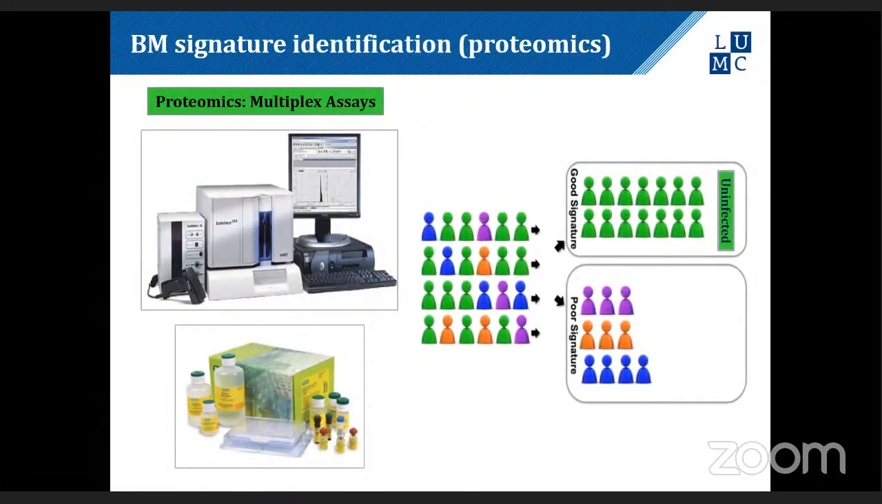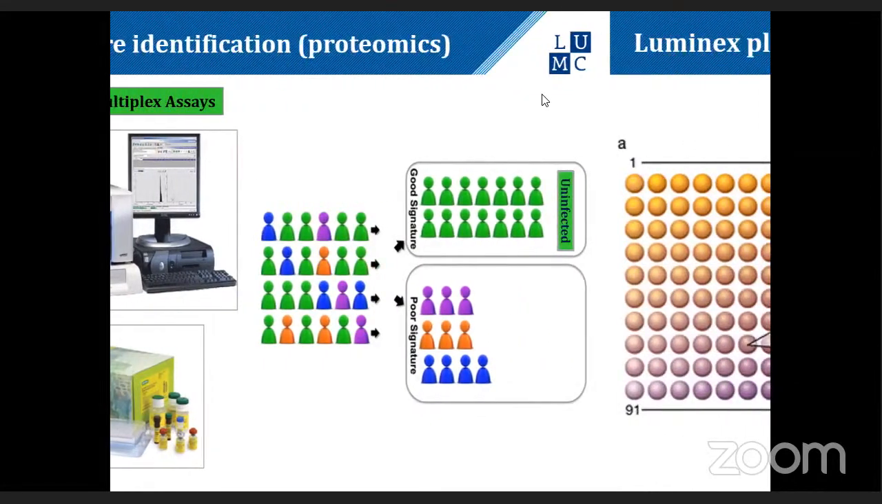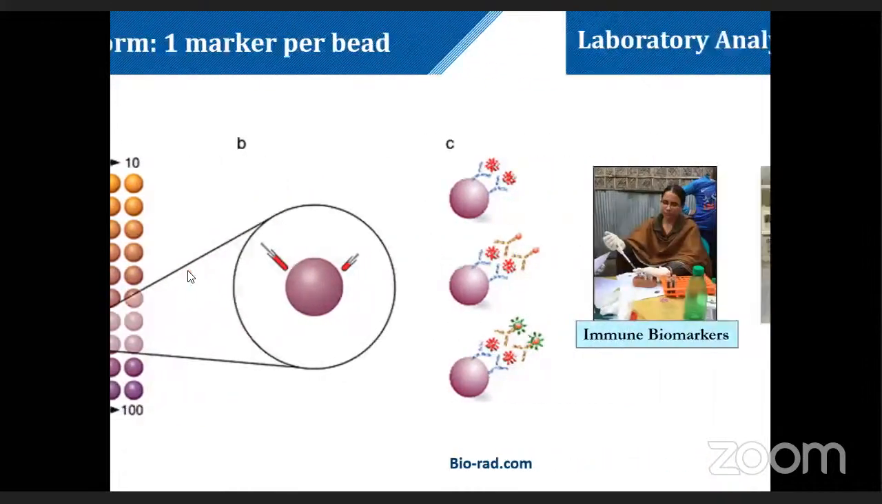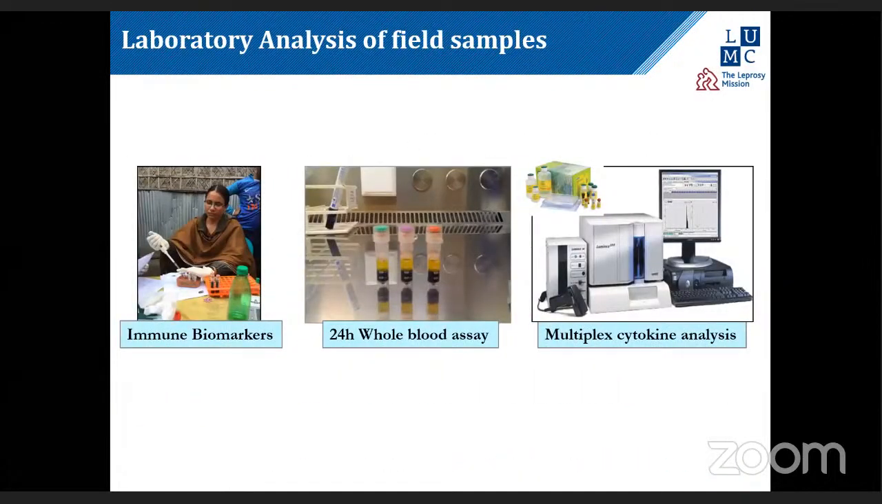And to identify what kind of signatures or what kind of biomarkers belong to a good signature, so those that are uninfected, versus a poor signature, so those that have disease or are infected, we use the multiplex assay. This is called the Luminex assay, and this works as follows. This is actually a bead assay, and every bead is specific for one cytokine or chemokine or growth factor. Therefore you can measure multiple beads in one sample of only 25 or 50 microliters. So this is of course a laboratory-based approach.